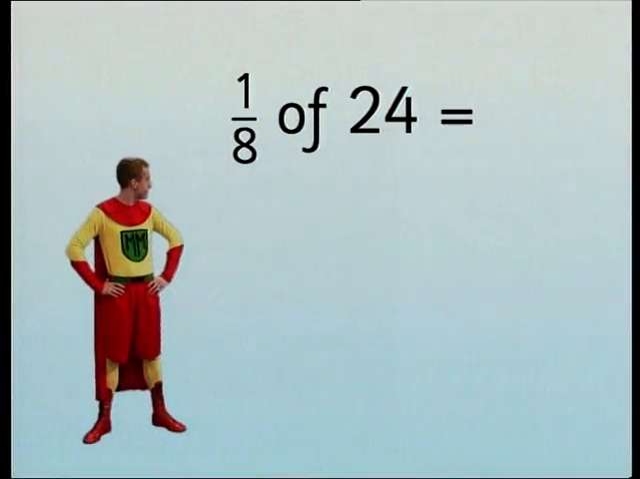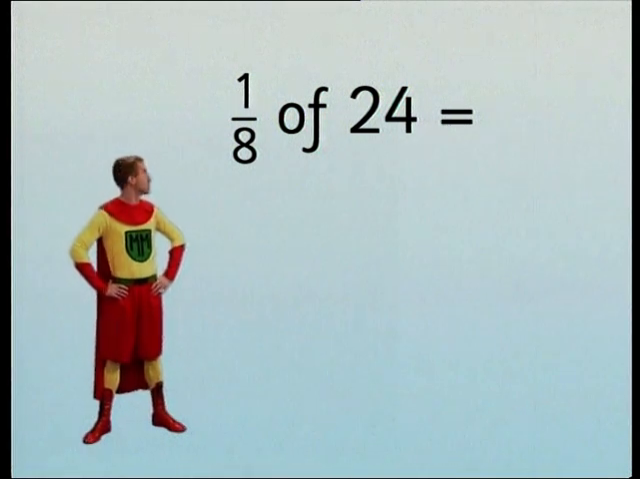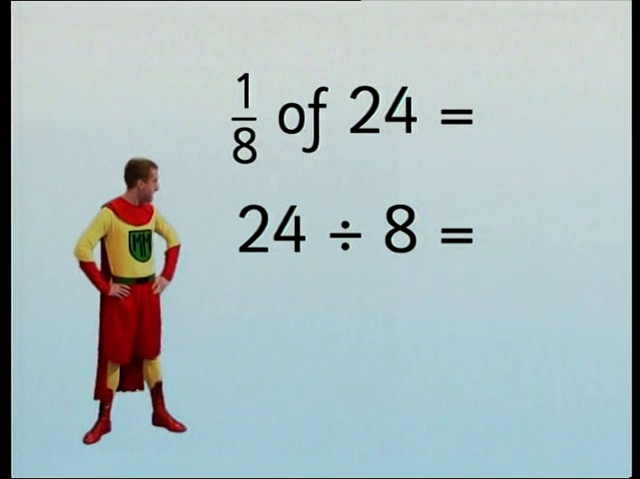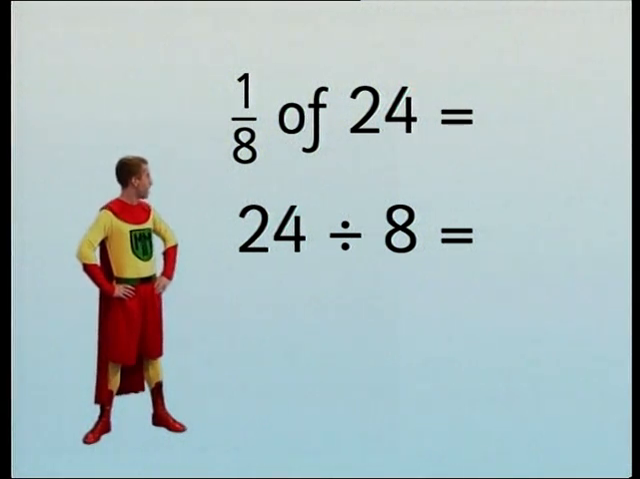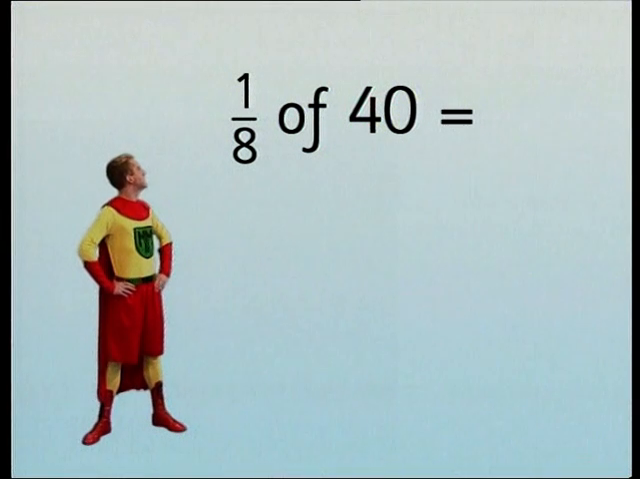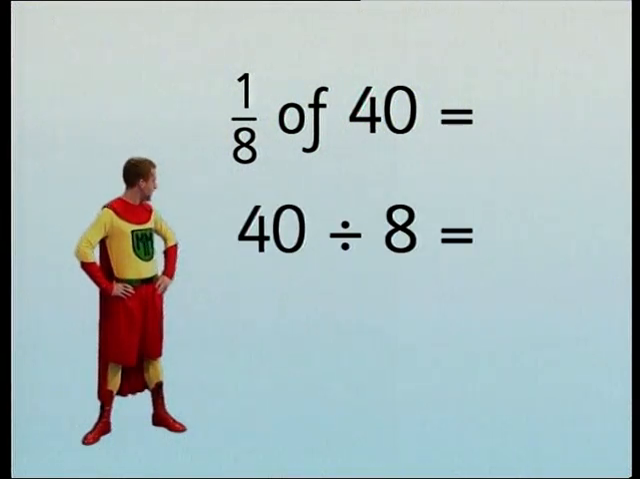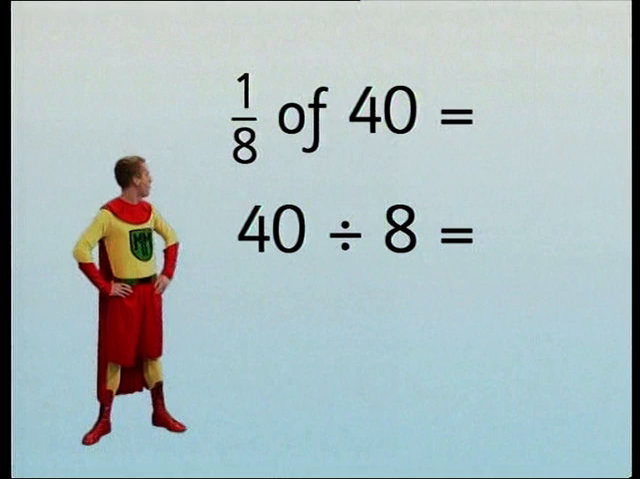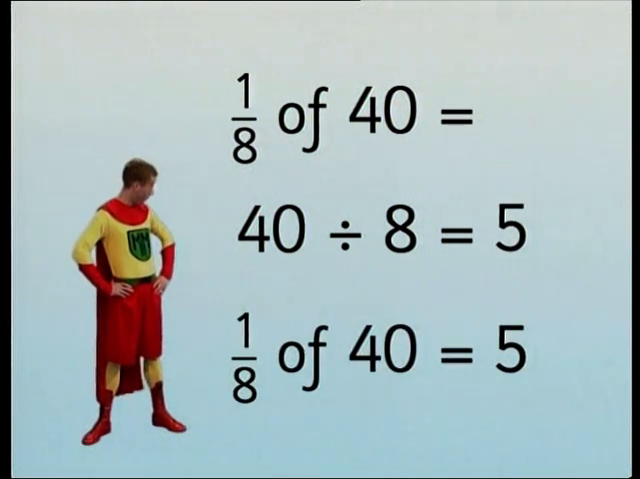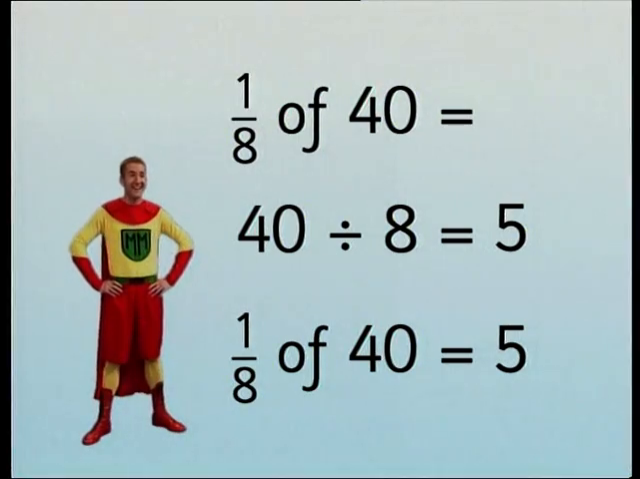Find 1/8 of 24. That's 24 divided by 8, and 24 divided by 8 equals 3. So 1/8 of 24 is 3. 1/8 of 40. That's 40 divided by 8, and 40 divided by 8 equals 5. So 1/8 of 40 is 5. Well done, maths man. Both correct.